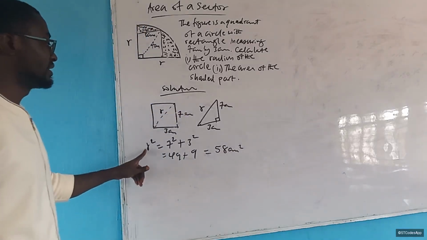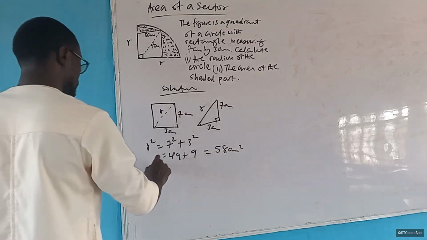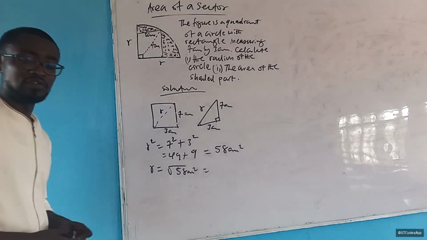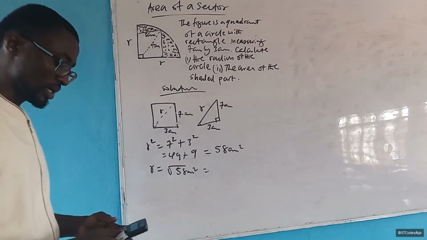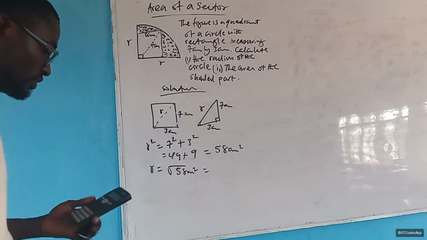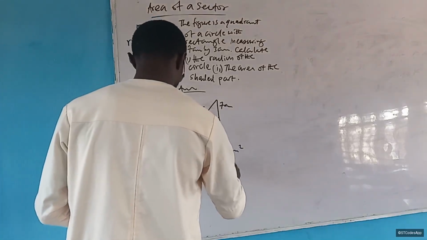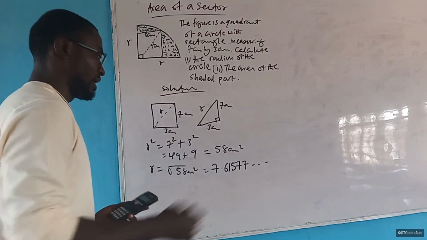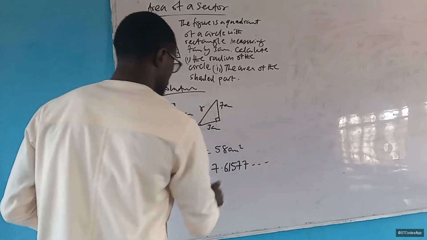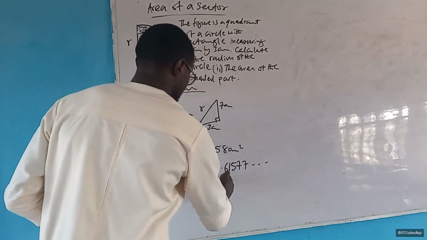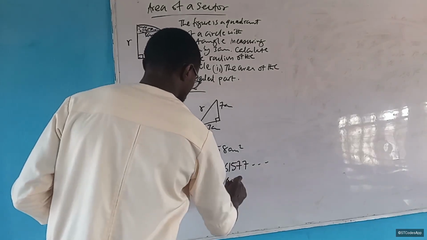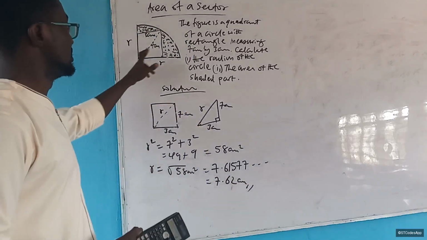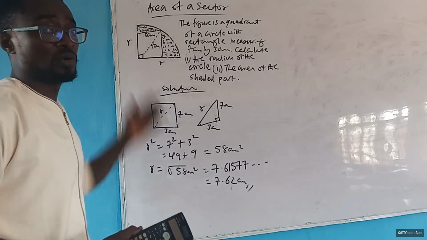Our aim is to find the value of r, so r becomes the square root of 58 centimeters squared. If you check the square root of 58 using your calculator, you are going to have 7.61577 and so on and so forth. If you approximate it to 2 decimal places, you are going to have 7.62 centimeters.